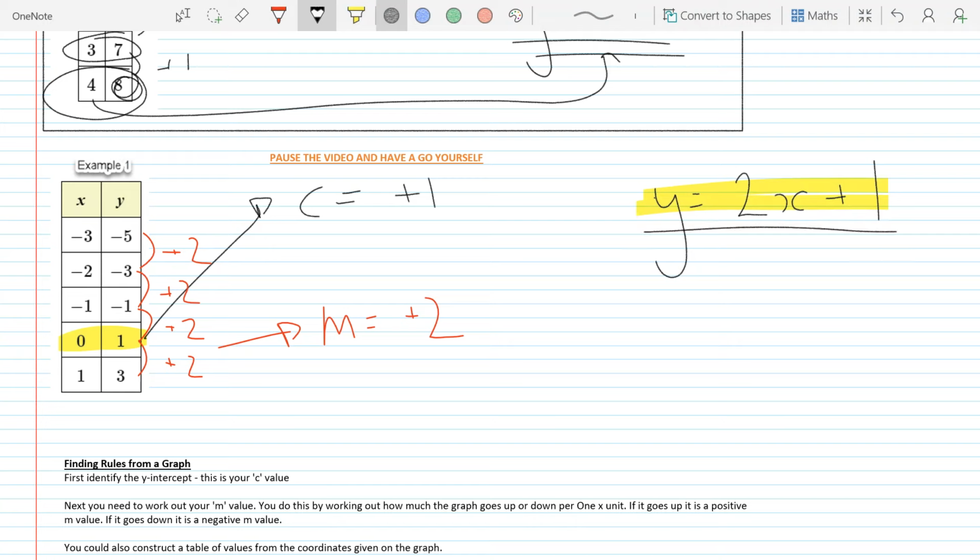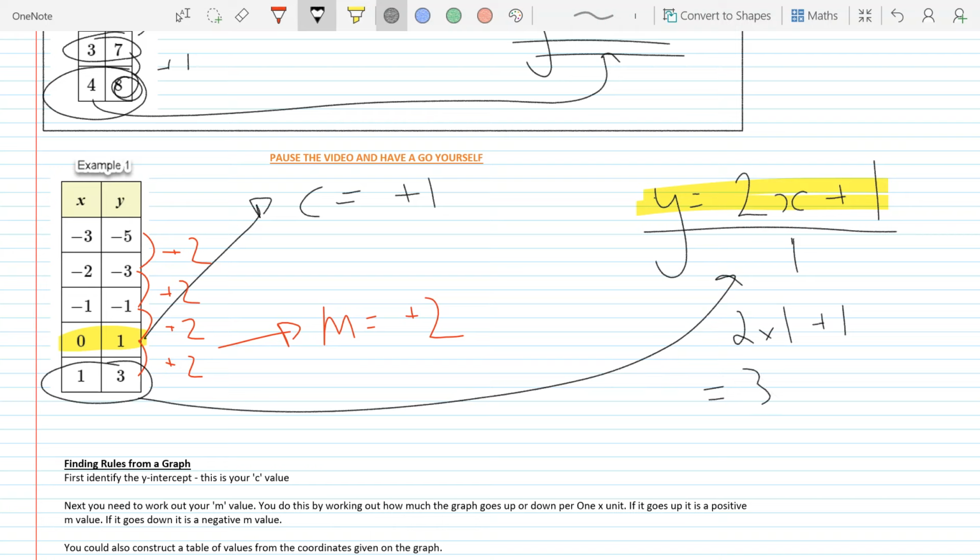Again, we can put in any of these values. So if we put in 1, 3, if we put this into here, x equals 1. So 2 times 1 plus 1. If we work that out, that gives us an answer of 3. This is our y answer. So y is equal to 3. And that's right. So therefore, this has got to be the correct rule for us. Okay, and it should work for all 5 coordinates.